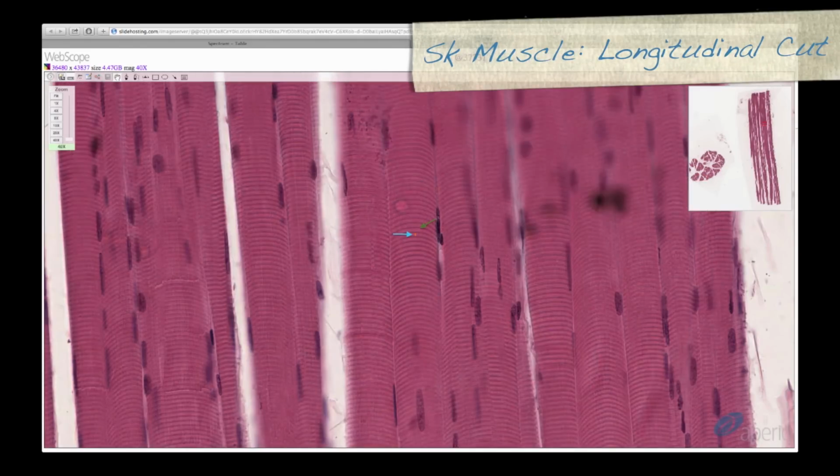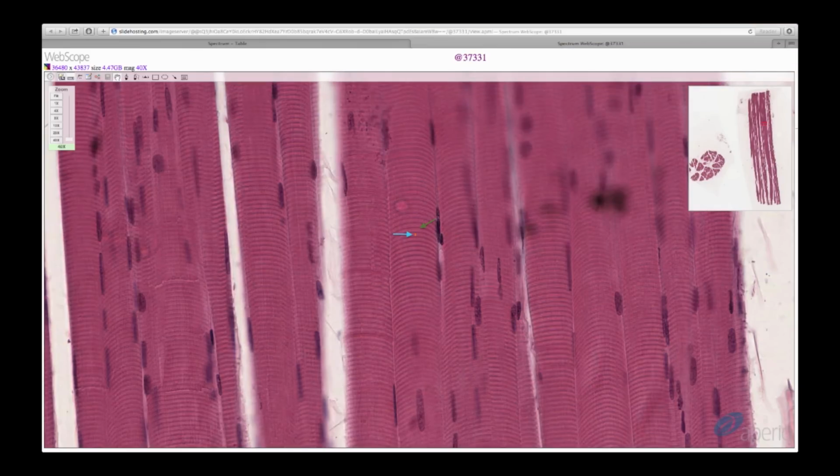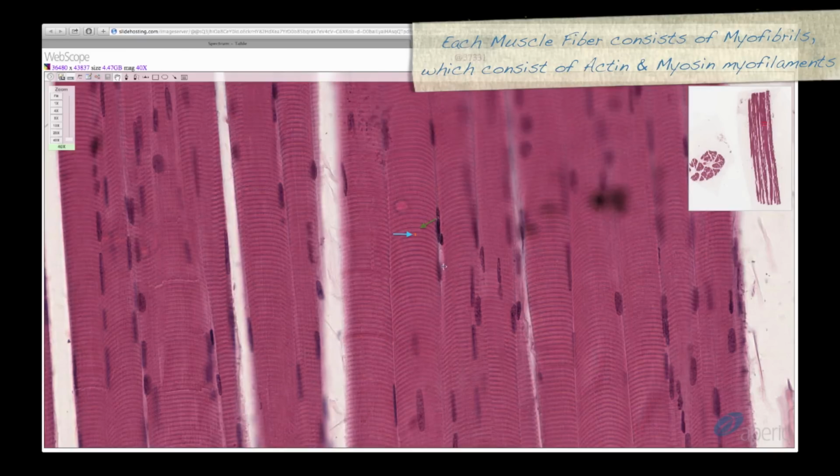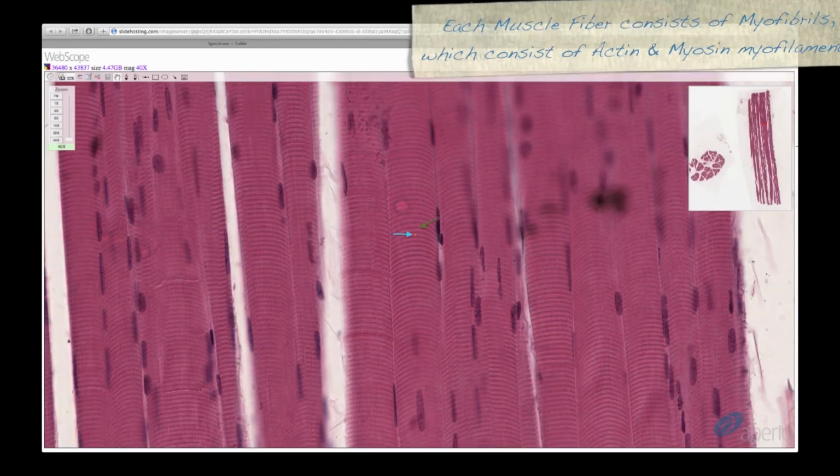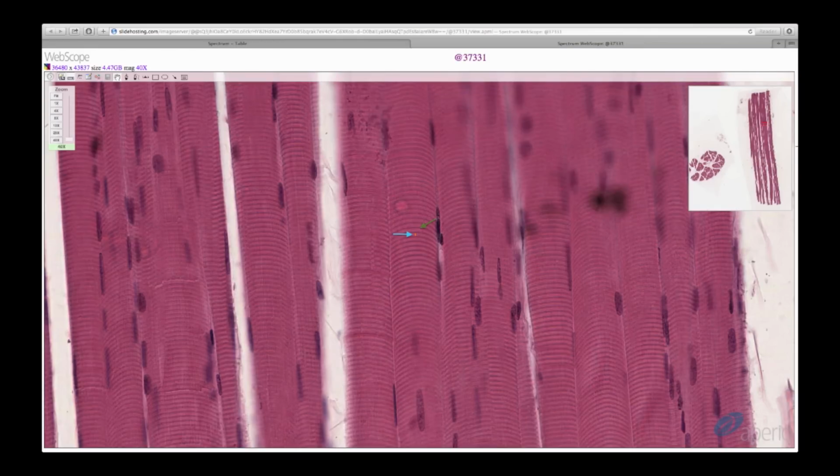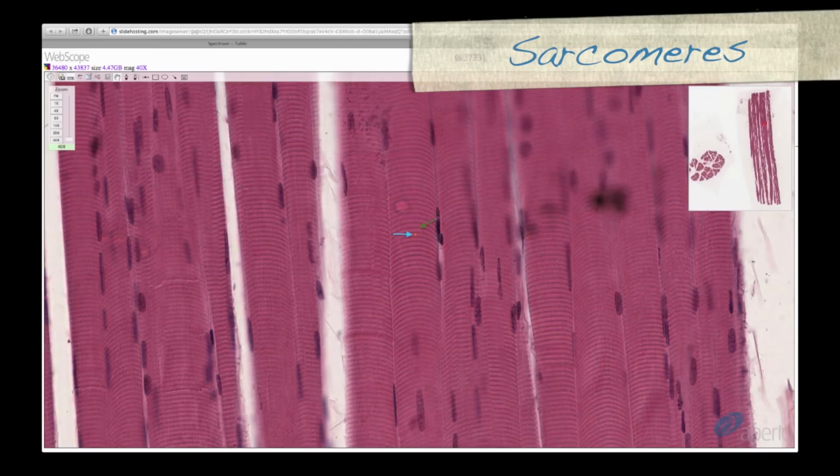We are now looking at the longitudinal section of skeletal muscle on the right side of the slide. In this longitudinal section, I would like to again point out the peripherally located nuclei of the skeletal muscle. Each muscle fiber is comprised of longitudinal subunits called myofibrils. In turn, each myofibril consists of actin and myosin myofilaments. Myofibrils are organized into contractile units referred to as sarcomeres.